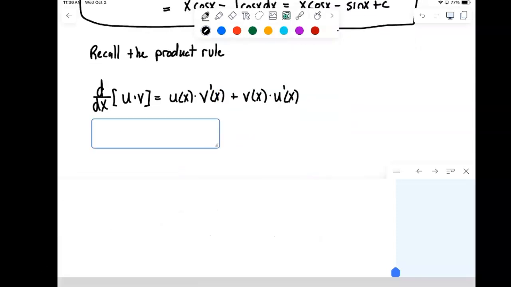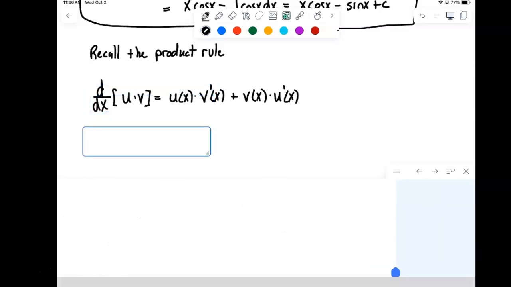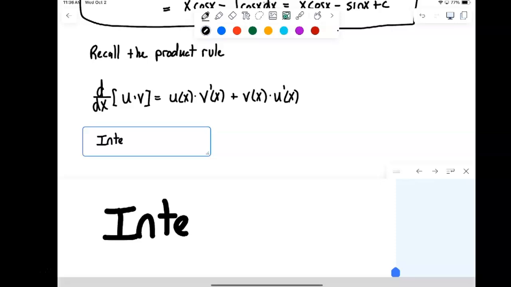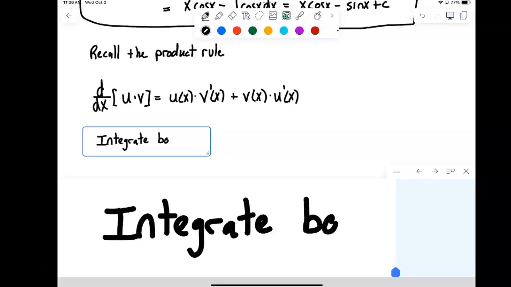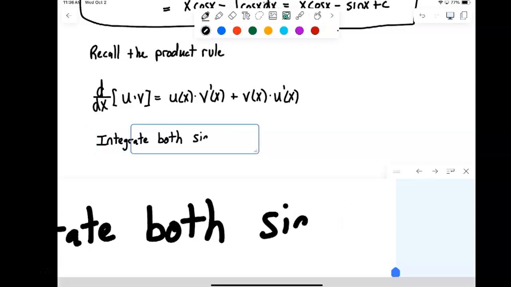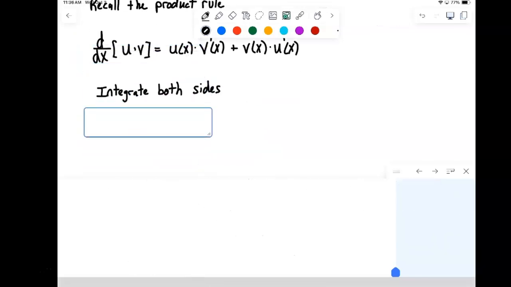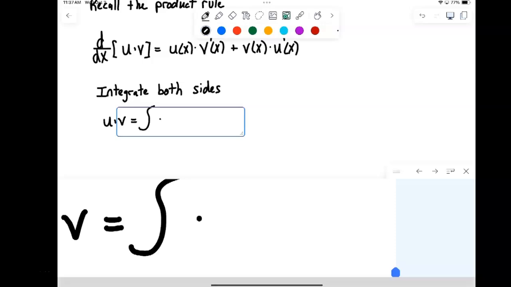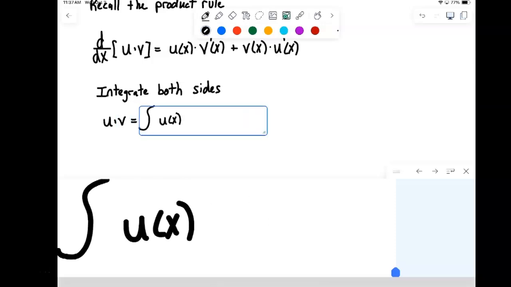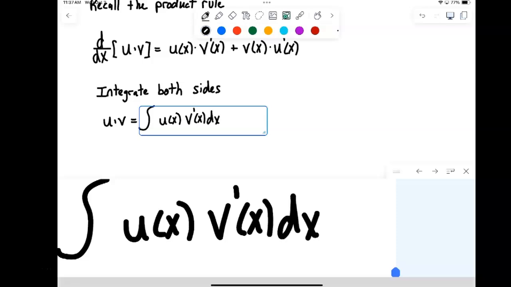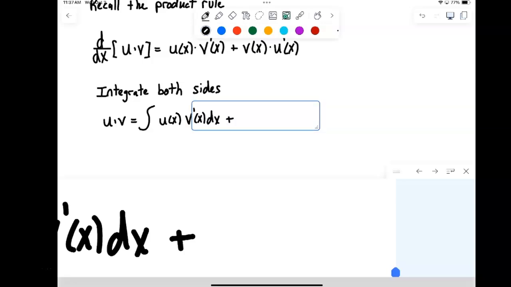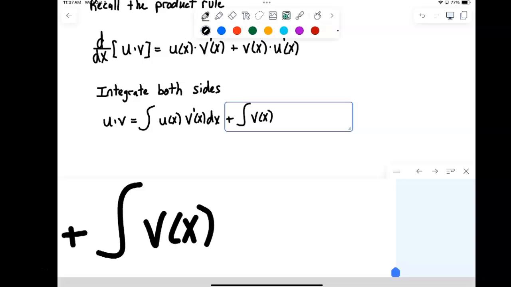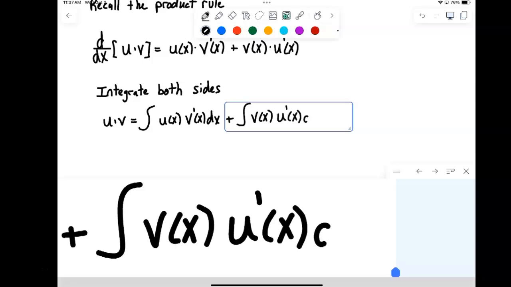So what we would do is we would say, okay, so that's the product rule. Let's now integrate both sides of that product rule. So that would give me the integral of a derivative is just u times v. On the other side, I would have the integral of u of x times v prime of x dx plus the integral of v of x times u prime of x dx.